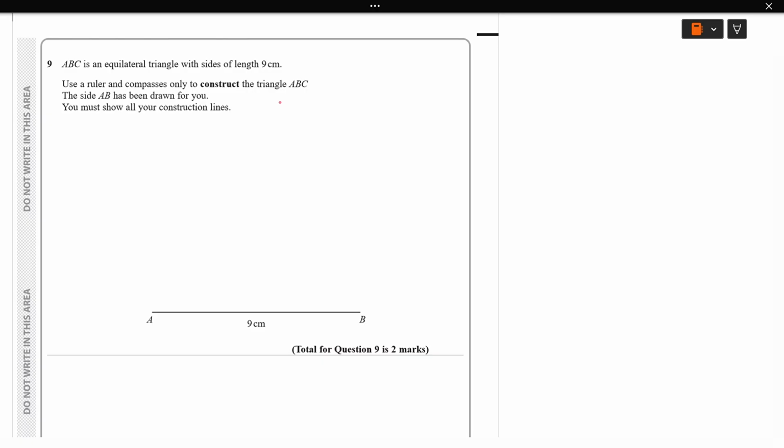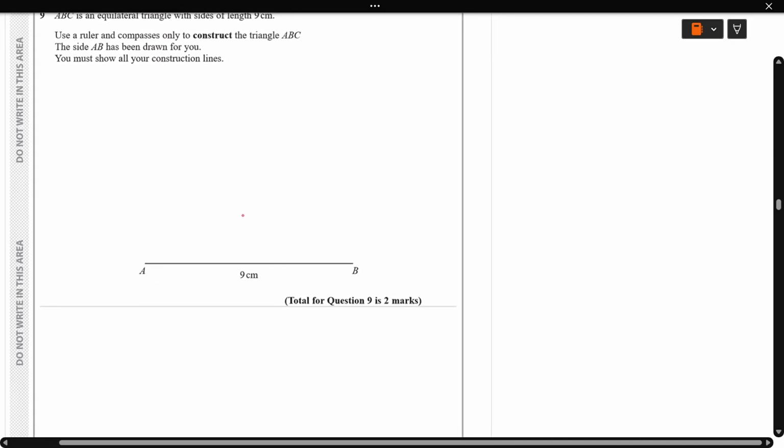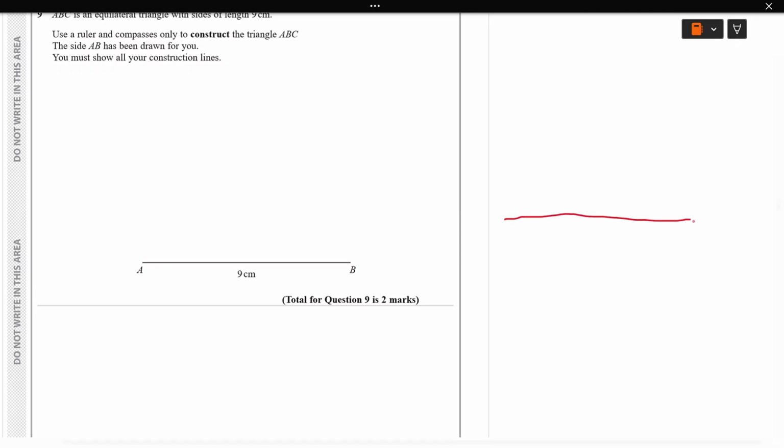Okay, the side AB is being drawn. Here 9 centimeters is drawn. So for an equilateral triangle, all sides are 9 centimeters. First you need to fix a ruler on the table. So from 1 to 9, measure 9 centimeters with the compass. Just fix the needle here and draw a 9 centimeter arc here.